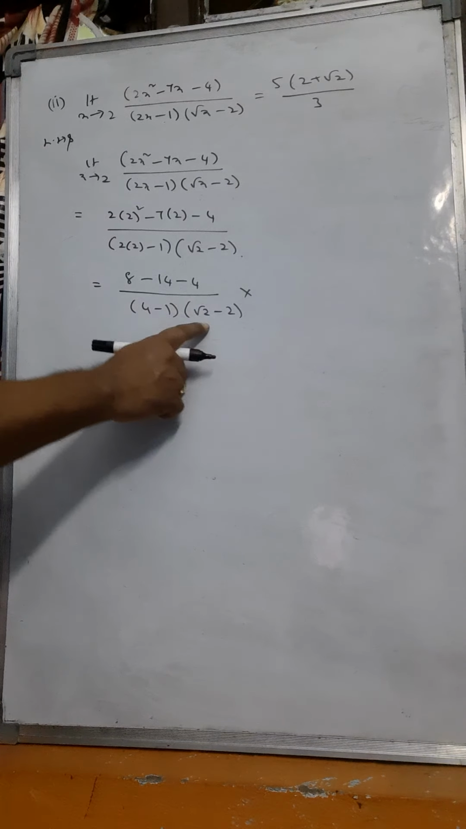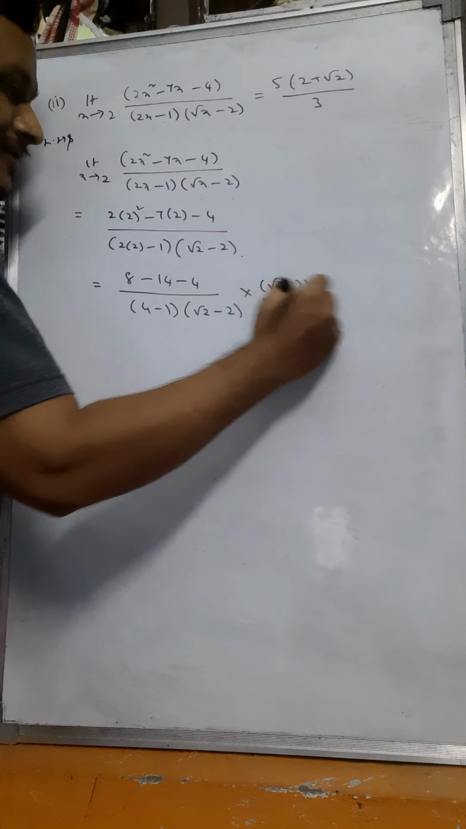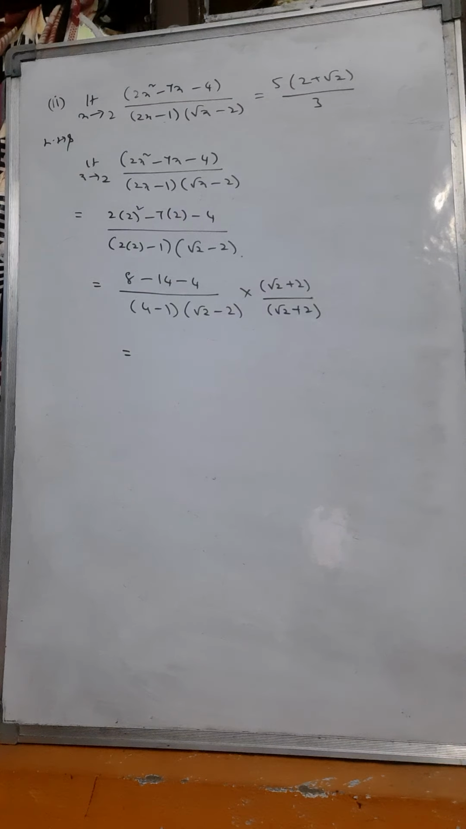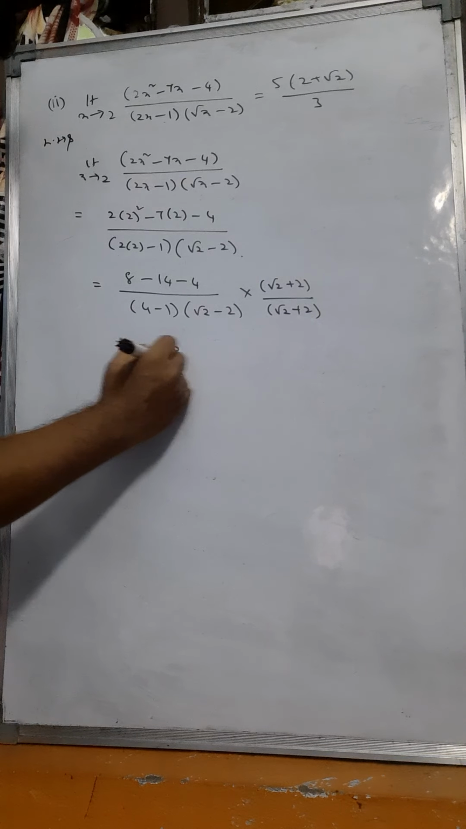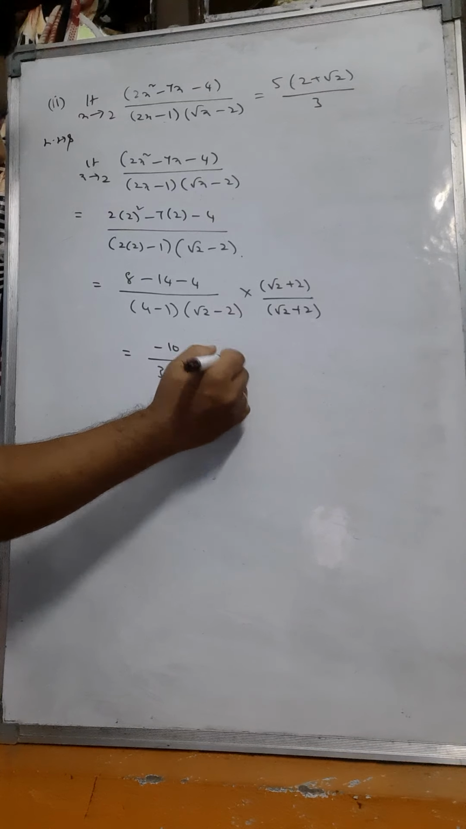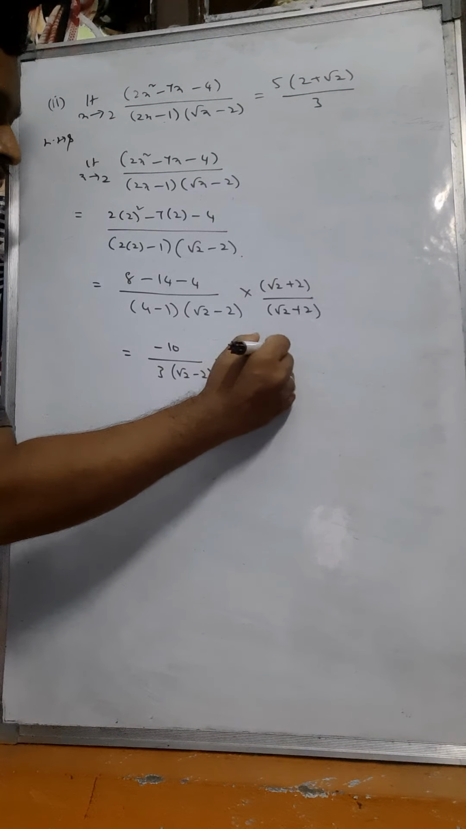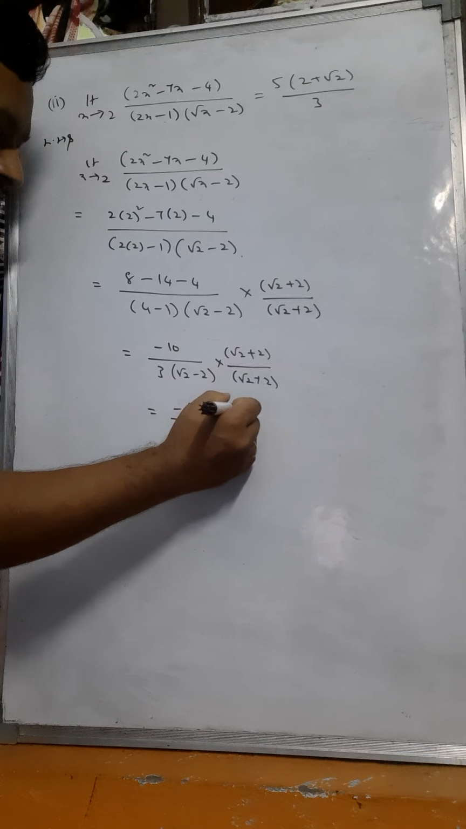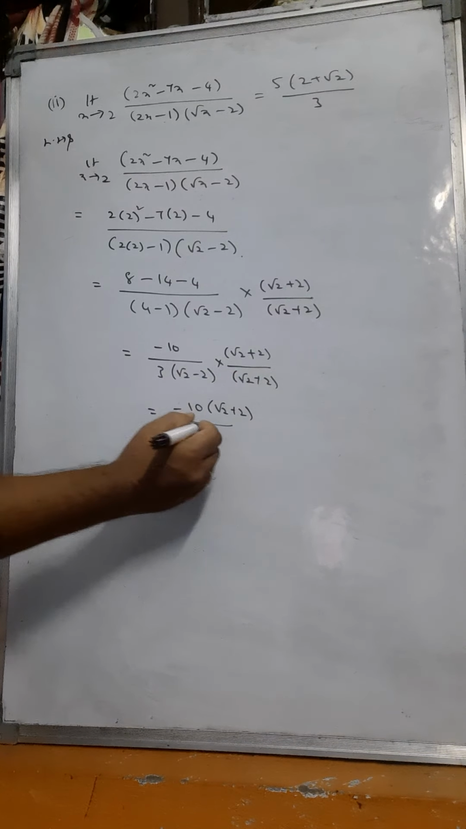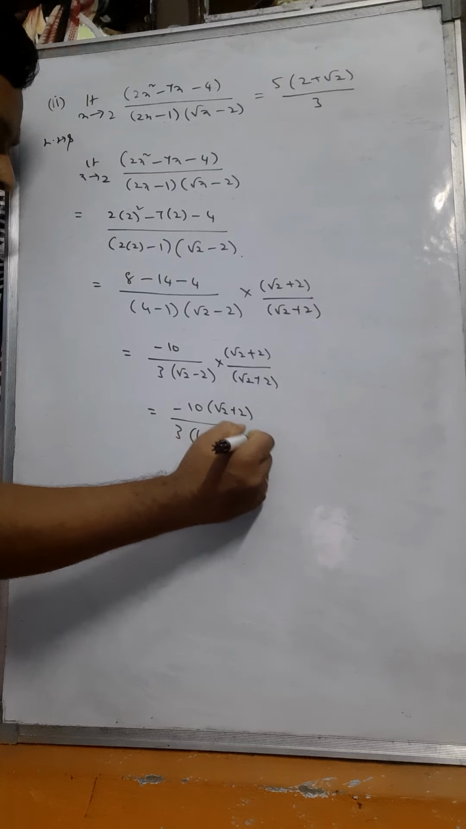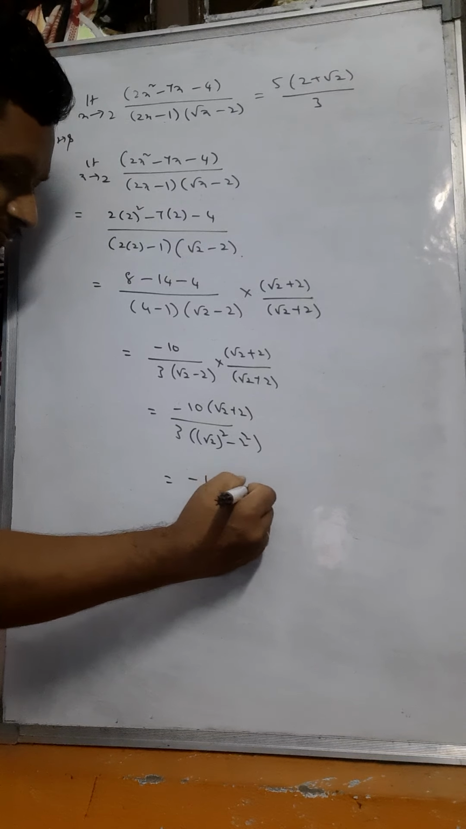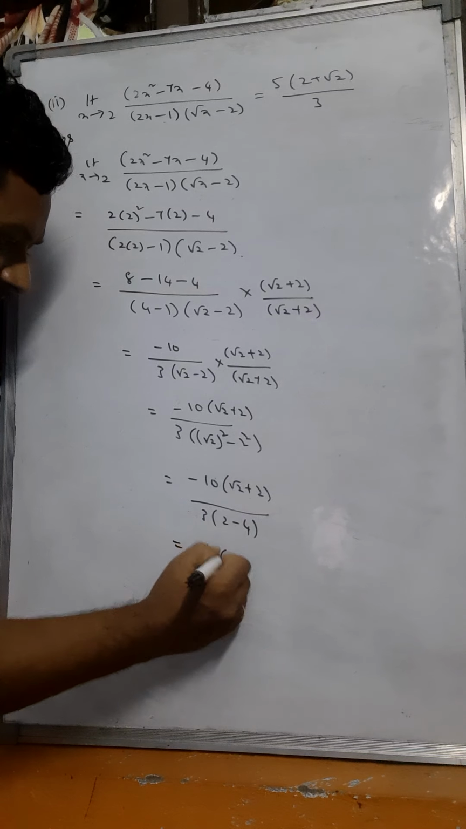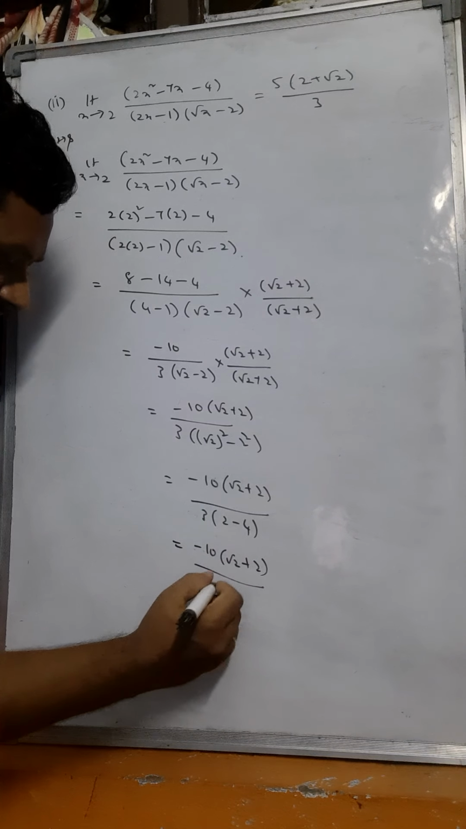So what is the rationalizing factor of root 2 minus 2? That is (root 2 plus 2) by (root 2 plus 2). So that is minus 18 plus 8, minus 10 by 3 into (root 2 minus 2). Here (root 2 plus 2) by (root 2 plus 2). So that is minus 10 by 3 into, here it is root 2 plus 2. Here (a minus b) into (a plus b), a square minus b square, (root 2) square minus 2 square. So that is minus 10 into (root 2 plus 2) by 3 into (2 minus 4). So that is minus 10 into (root 2 plus 2) by 3 into minus 2.